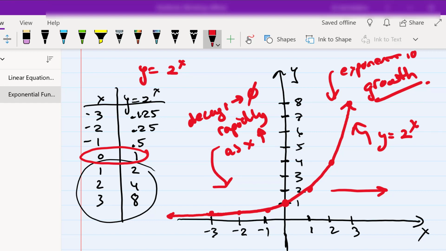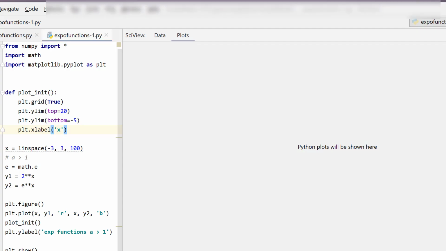Okay, now let us look at a cool Python script that illustrates the graphs y equals 2 to the x and y equals e to the x and compares both of them. Let's take a look at that. It's cool stuff. All right, this is our Python program.